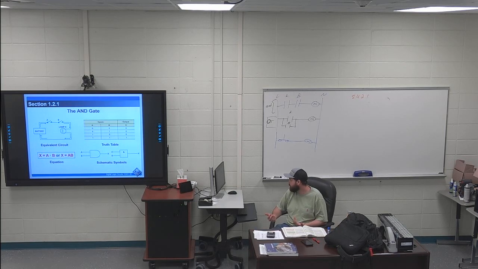If you look through there, you can see that the output is only on when A and B are both on, so you can see that this is a truth table for an AND function or an AND gate. Section 122, an OR gate.